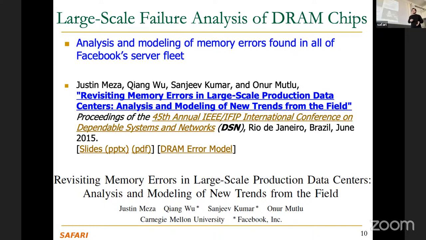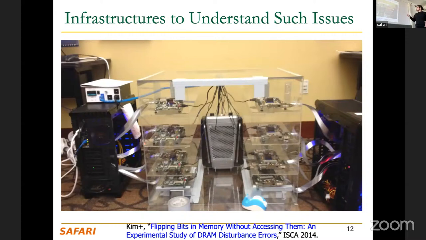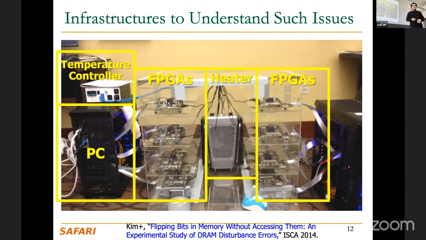And to understand why these failures occur, we use infrastructures that I showed you here. This DRAM testing infrastructure allows us to understand these errors in more detail. This is one of the infrastructures that in the past we used to understand RowHammer bit flips. And these are different components of this infrastructure.